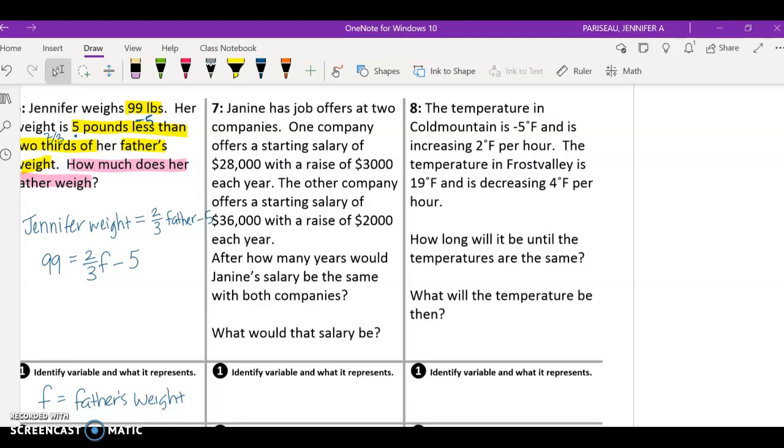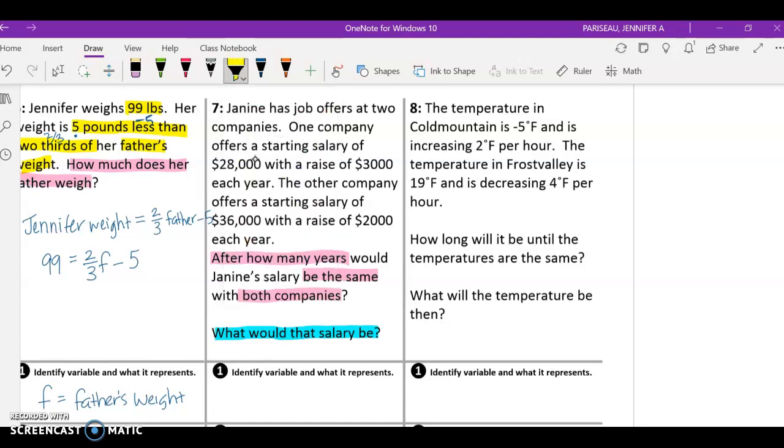All right, so hopefully you've read through problem 7, and we can see here that there's actually 2 different questions. So we want to know, after how many years would Janine's salary be the same with both companies? So essentially, after how many years will both companies give her the same amount of money? Okay, and then what would that salary be? So we have 2 questions that we need to find. Let me do that one in blue since it's a separate question. I got to make sure I come back and answer that.